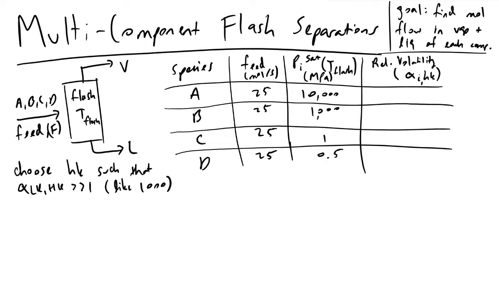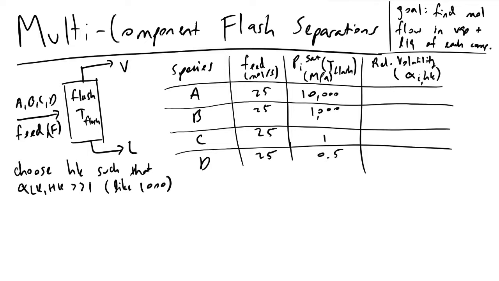And to begin with, we're dealing with a flash drum in which we're trying to separate 4 species A, B, C, and D. And I'm going to say that they have a feed rate each of 25 moles per second for a grand total of 100 moles per second, which will be equivalent to our feed flow rate F. And given the temperature that we're operating our flash drum at, we'll know the saturation pressure for each of our components that we want to separate.